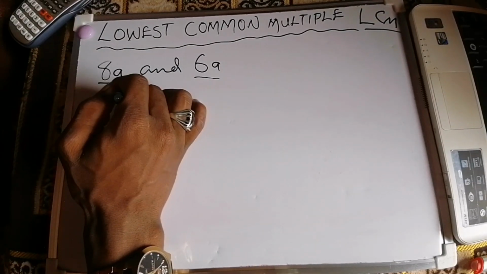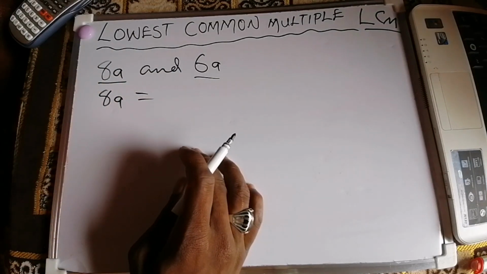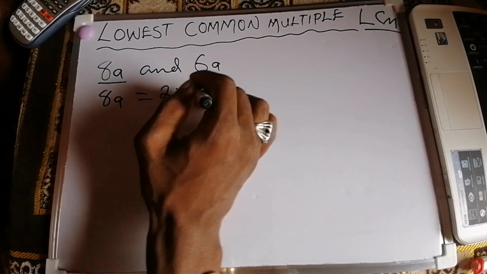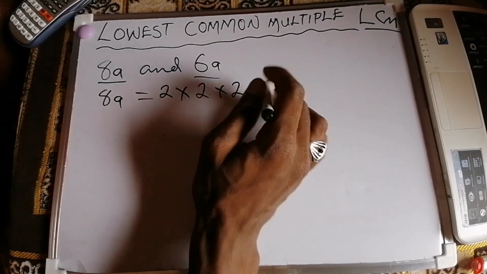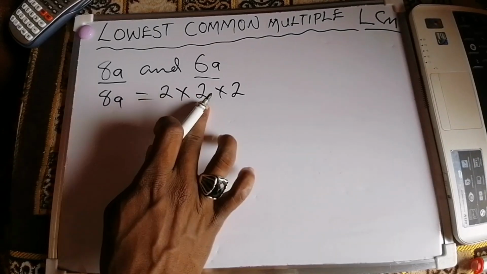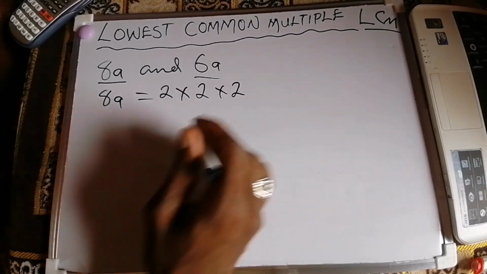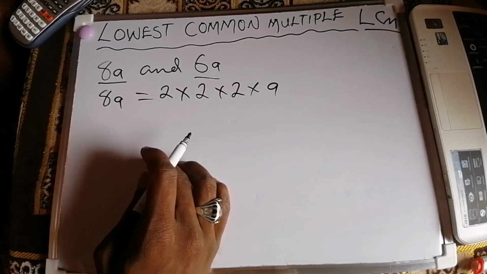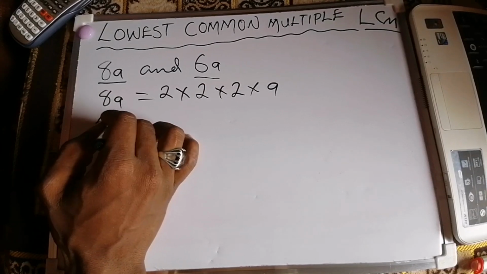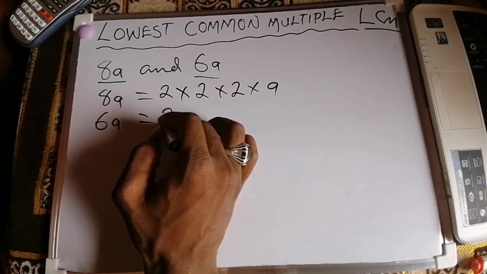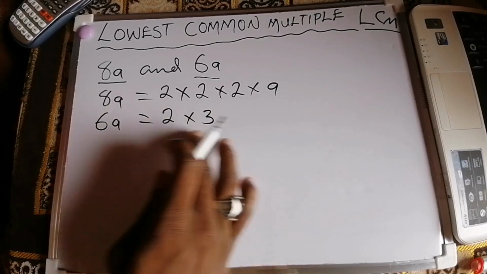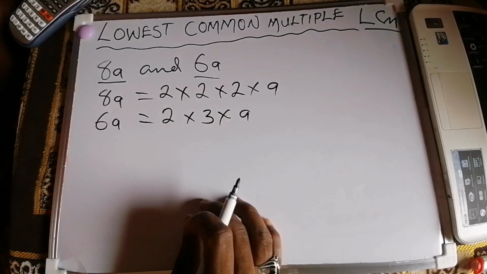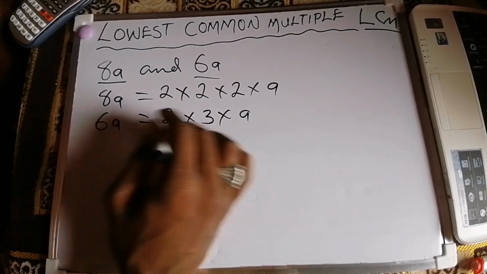Therefore we have 8a equals, so we are going to start with our 8a. Definitely we are going to say 2 times 2 times 2 equals 8. 2 times 2 is 4, 4 times 2 equals 8. Then times a. So we have finished with this 8. The second one is 6a. So 2 times 3 equals 6, times the a. So here we go, we have finished with this.